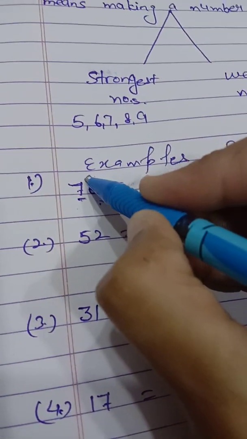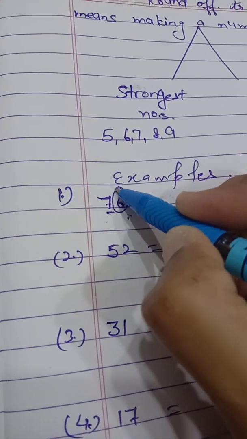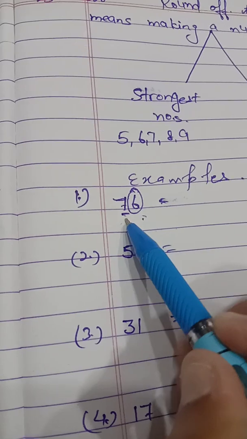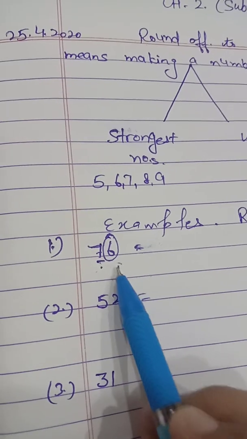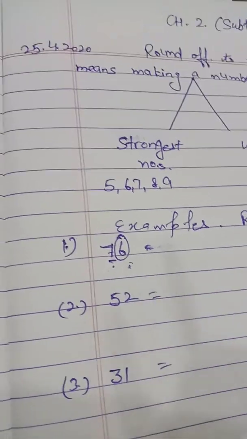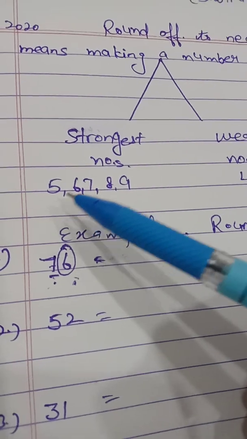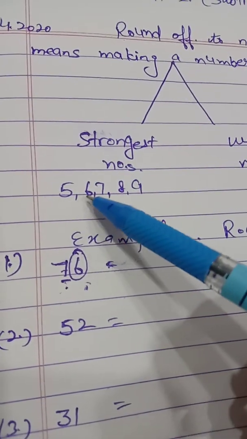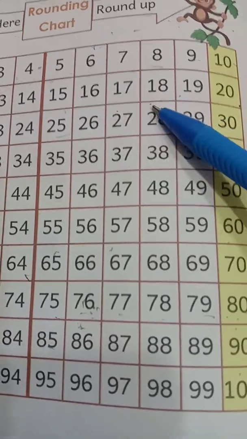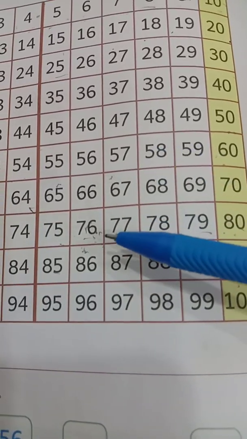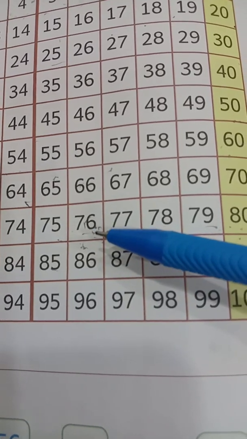and circle the ones place. On this basis, we can change the tens place value. So check in which group 6 is. Look here, 5, 6, 7, 8, 9. 6 is here. It is coming in the strongest numbers. So now look here in the chart. Here is 76. It means we will round up.